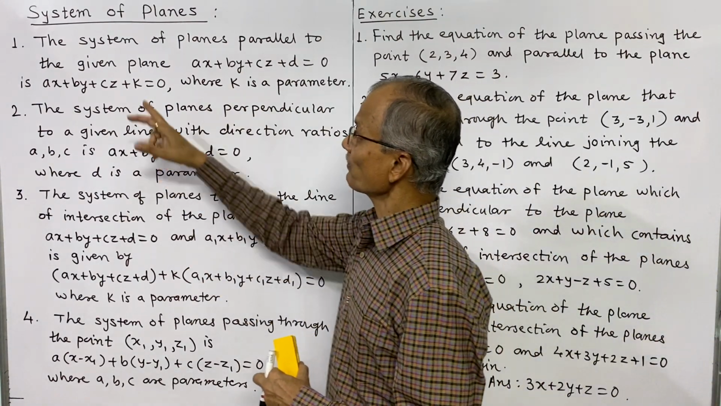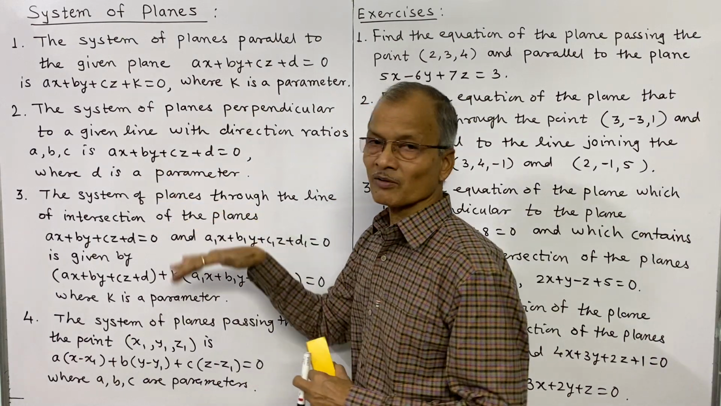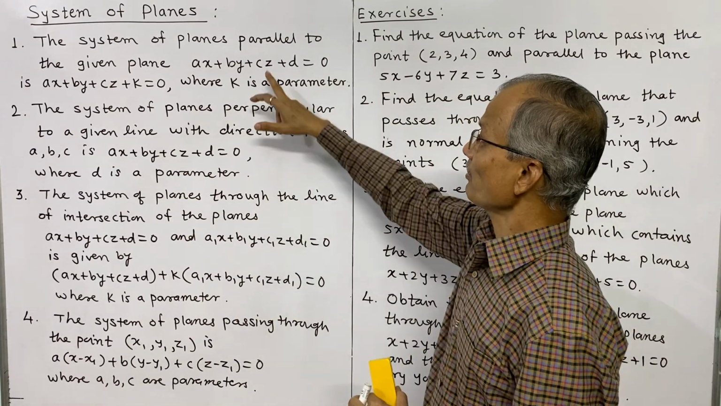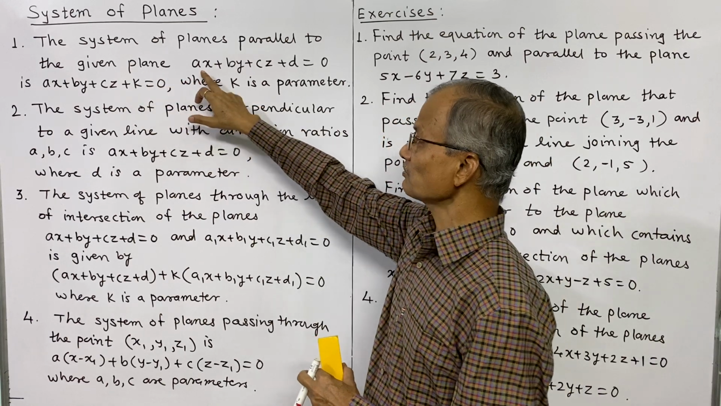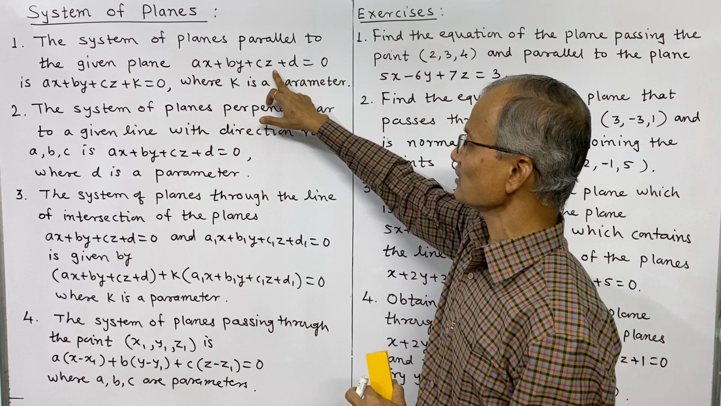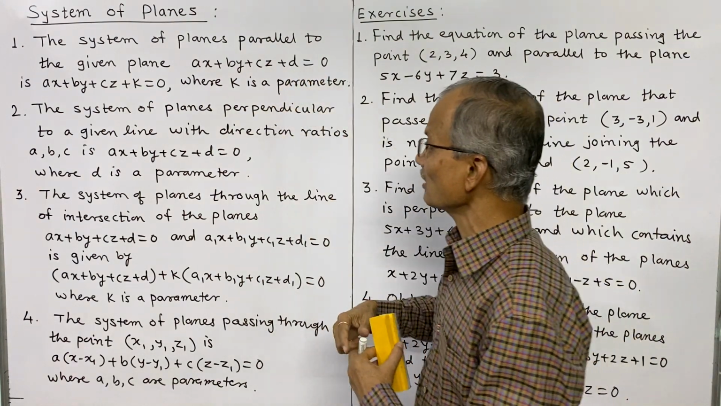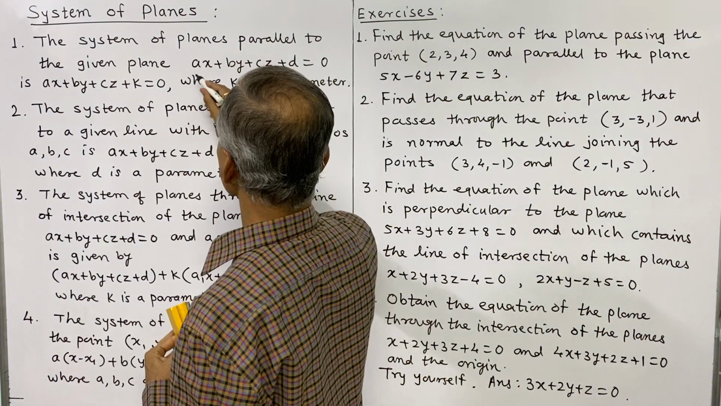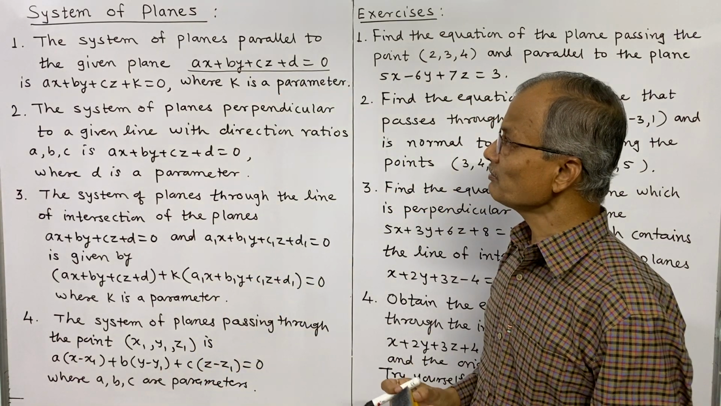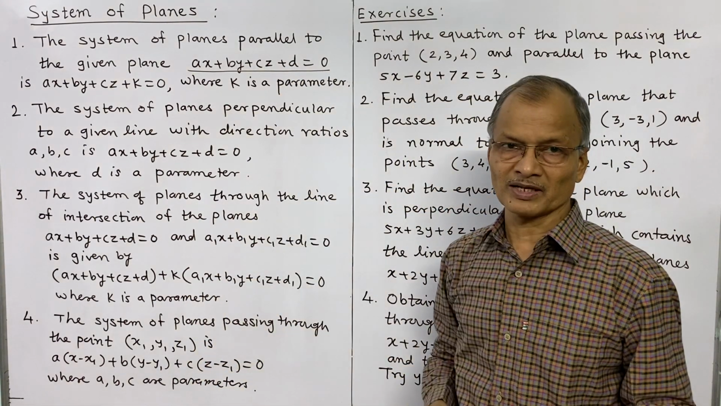First, a system of planes means a set of planes satisfying the same condition, parallel to a given plane. The plane is given as ax plus by plus cz plus d is equal to 0. This is the general form of the equation of a plane. Now what will be the equation of the system of planes?